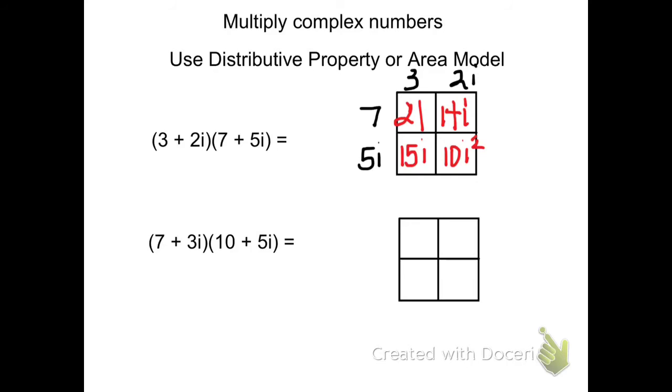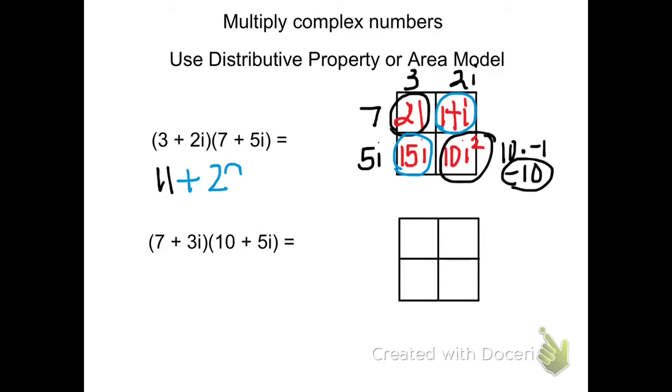Now, remember that i squared is the same value as negative 1. So 10i squared is the same thing as 10 times negative 1, which would be negative 10. So I want to combine my like terms. If I combine my 21 and my negative 10, that gives me 11. And if I combine my other like terms, 14i and 15i, that would give me 29i. So 3 plus 2i times 7 plus 5i equals 11 plus 29i. Let's look at another example.